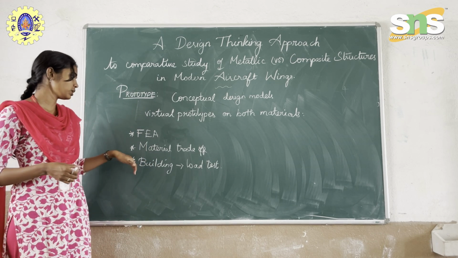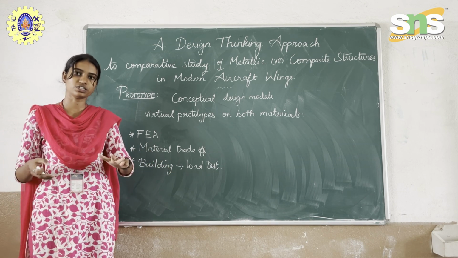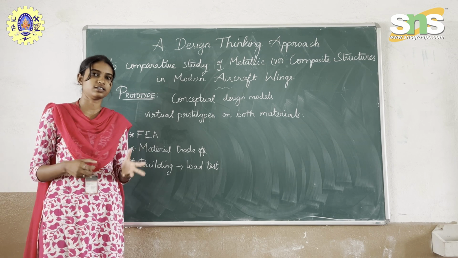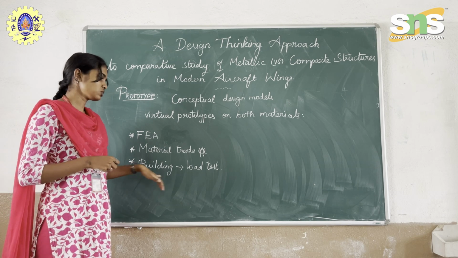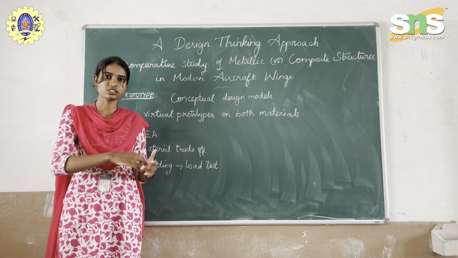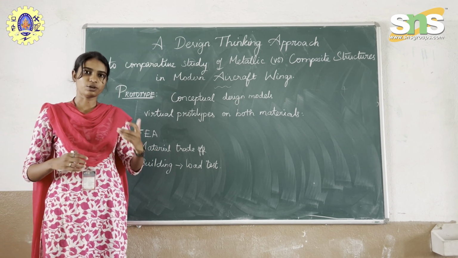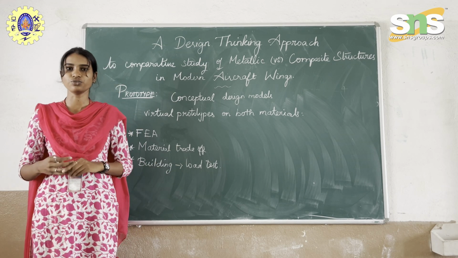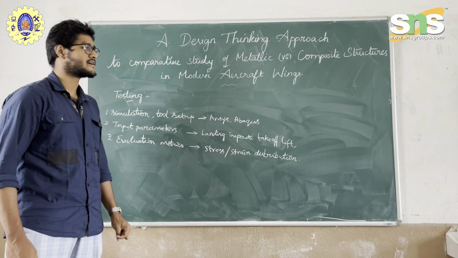For the second one, material trade-off. This means we can compare cost effectiveness and material cost and everything between the metallic and composite structures for the aircraft. The third one is the loading test. In that we can create an actual 3D model prototype, and from that we can do a load test, from which we can identify whether the metallic material or the composite material is good for an aircraft wing. Thank you.